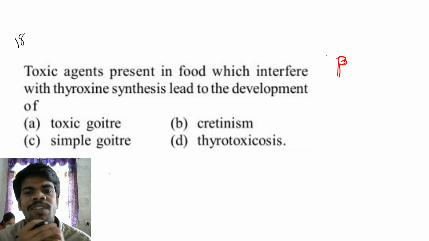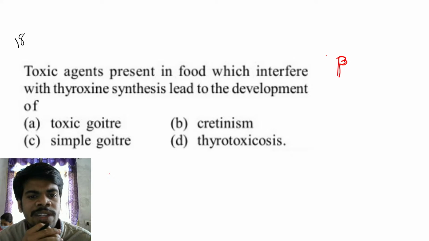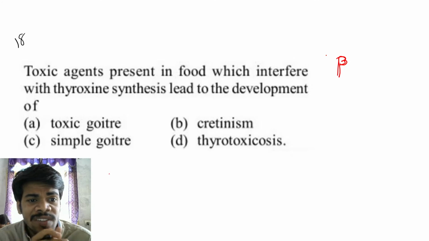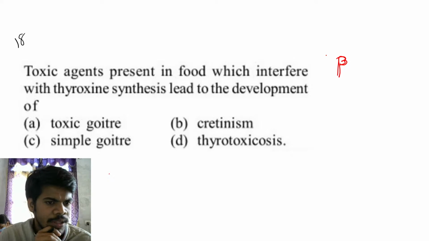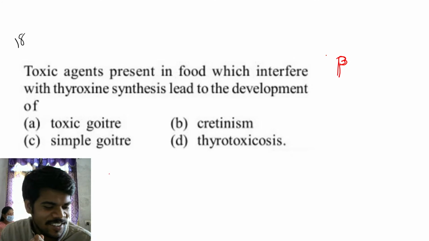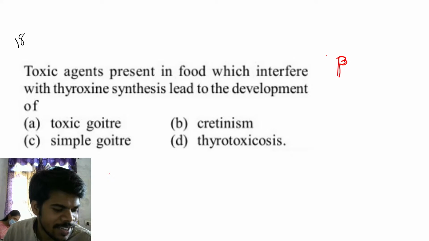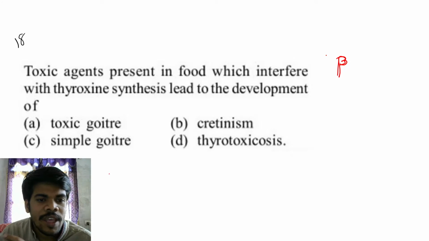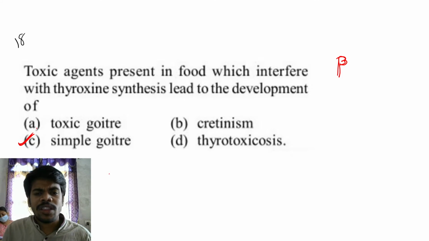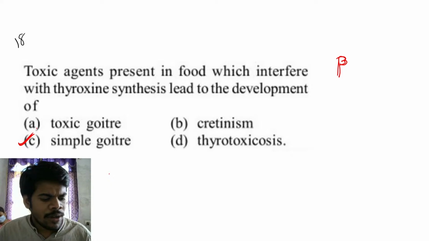Toxic agents present in food which interfere with thyroxine synthesis lead to development of. Toxins, so goiter, toxic goiter. Great, Sai Kiran Sai 1920. Actually, the right answer is simple goiter. If thyroxine is not produced, what happens? The simple goiter will form. The thyroid gland will become swollen. Yes, simple goiter is the right answer.